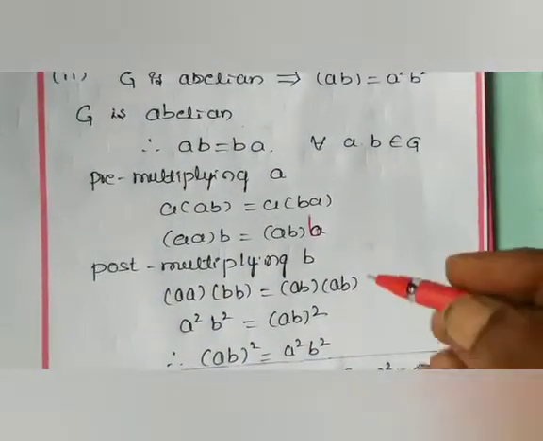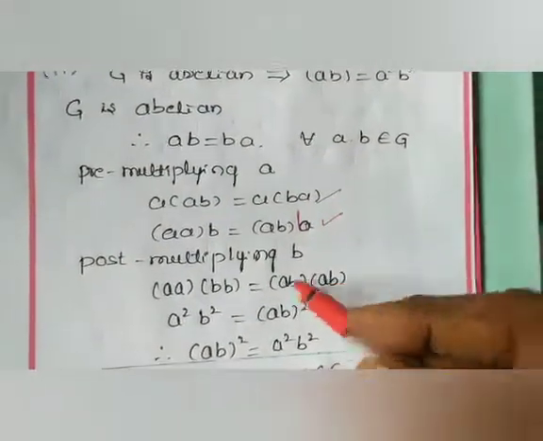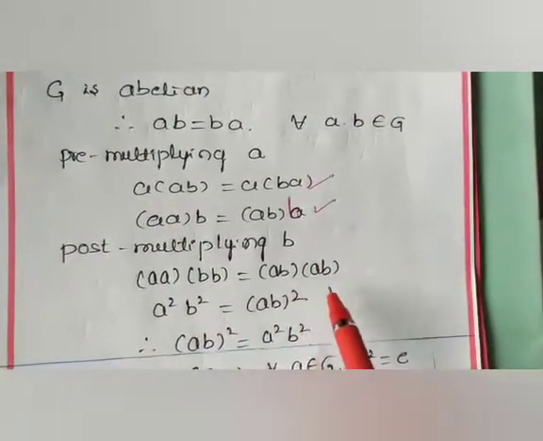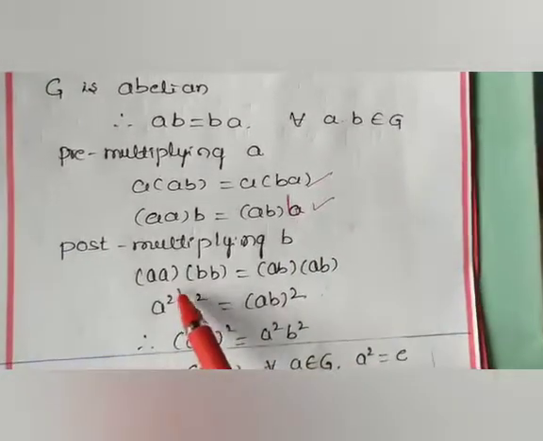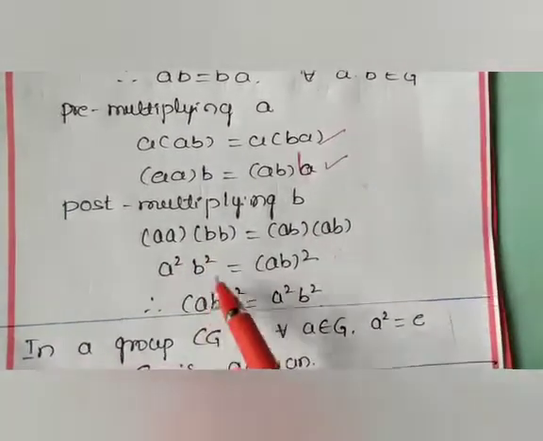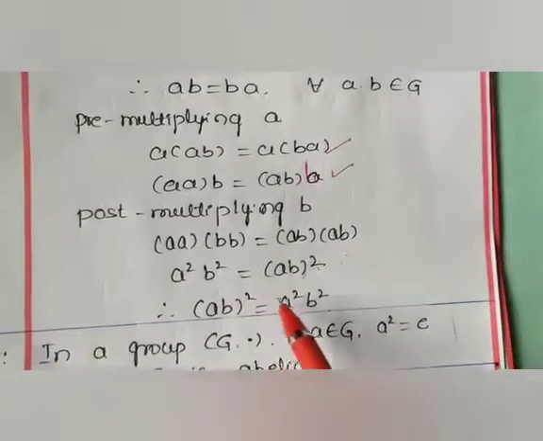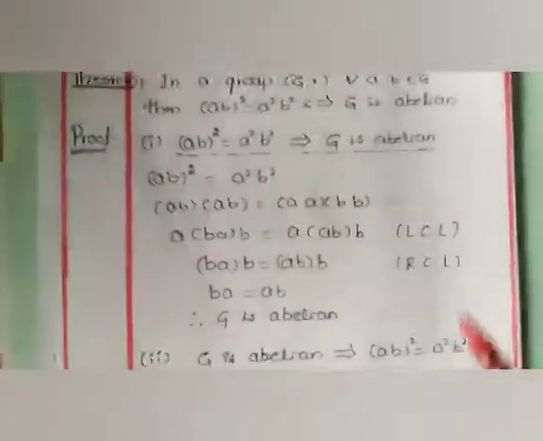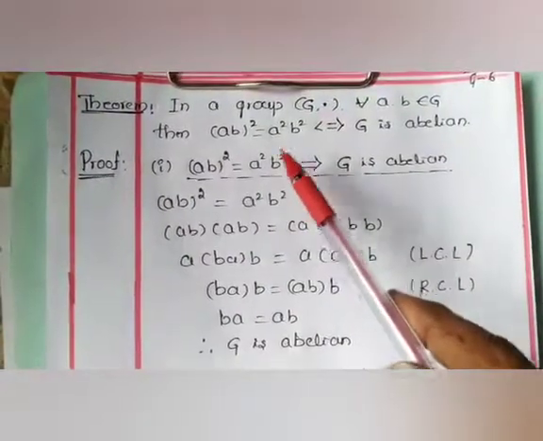This is right. Here it is multiplying b. Now it is a into a, b into b equal to ab into ab, because a is multiplied, then multiplying b. Now what is aa into bb? a square b square equal to ab into ab, (ab) whole square. So we get (ab) whole square equal to a square b square. So what did you prove? G is Abelian means (ab) whole square equal to a square b square, and (ab) whole square equal to a square b square means G is Abelian.